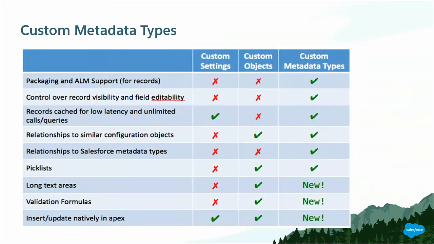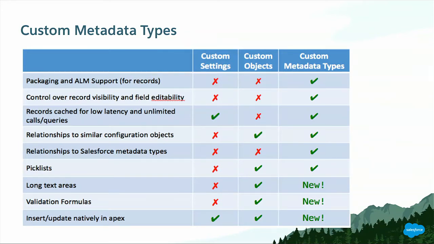Okay, so this is a comparison between custom settings, custom objects, and custom metadata types. We are going to focus on the last column because that is what the session is on today. So the first, when it says packaging support, this is what I said, that you can do deployment of data from one Salesforce instance to another Salesforce instance. That is supported in custom metadata type because their configuration data is part of your app. That also needs to be deployed.